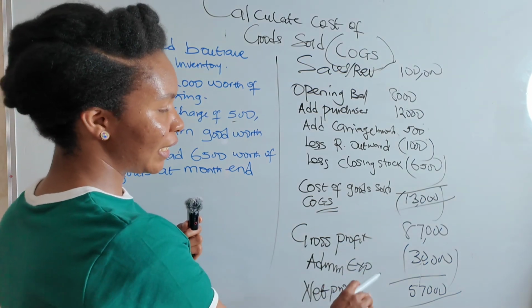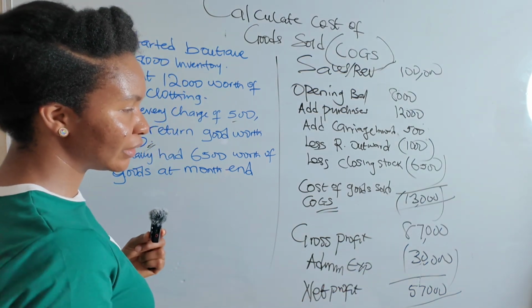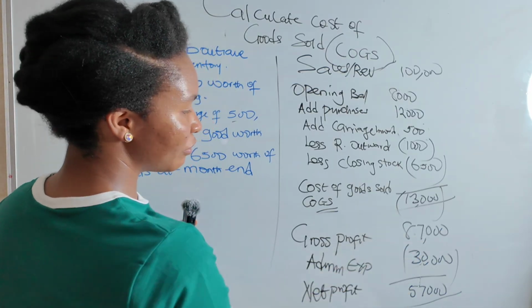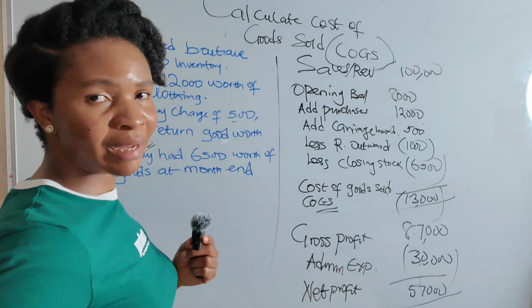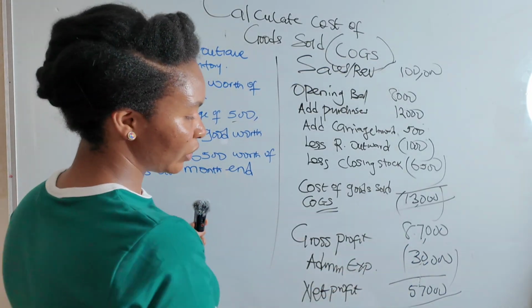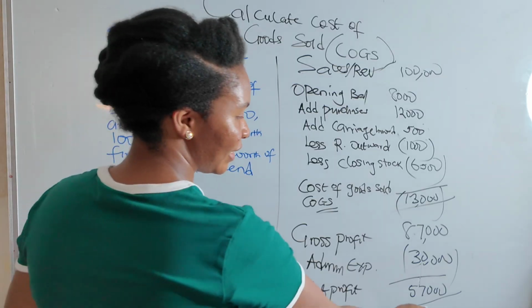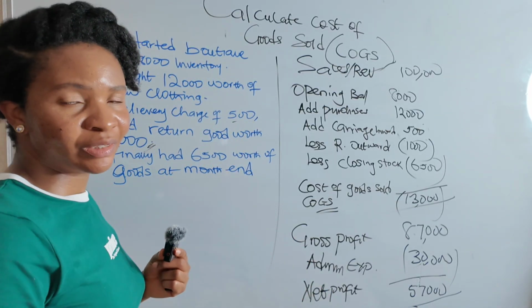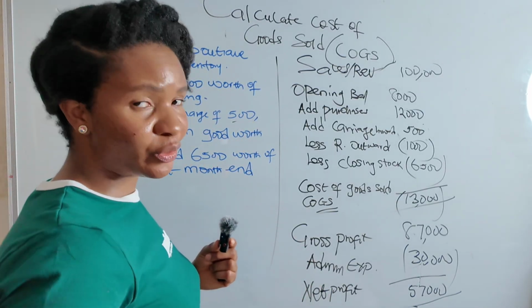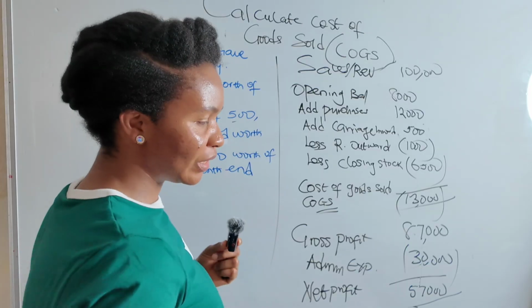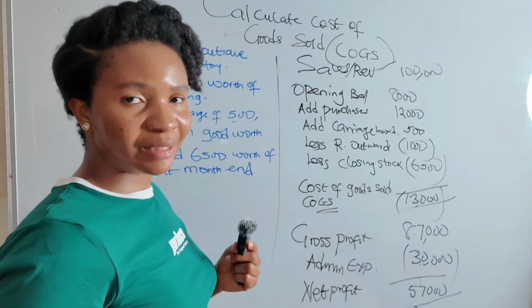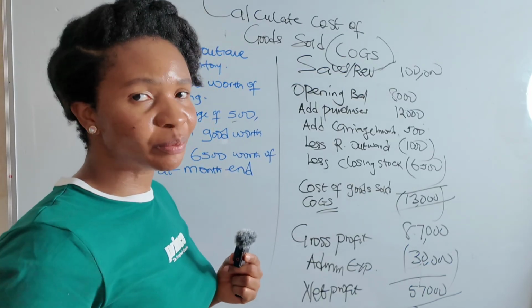And then we went ahead to calculate our net profit. So our gross profit minus our admin expenses, that gives us what? Our net profit. This is your net profit. So it's important as a business owner that you have an understanding of these things so that you will know how to reinvest your capital into different projects.